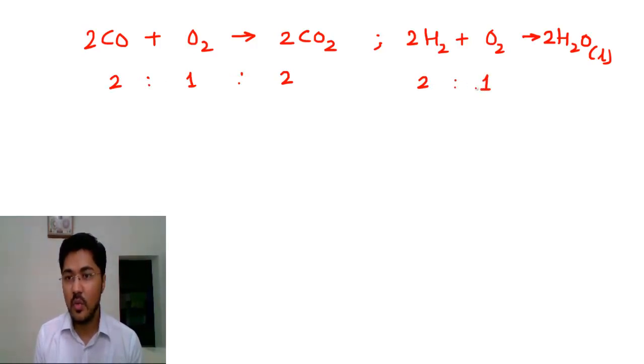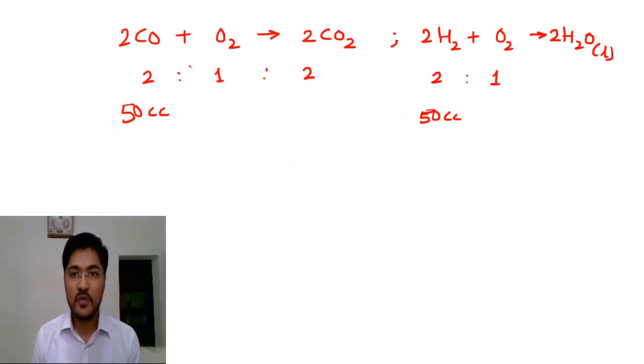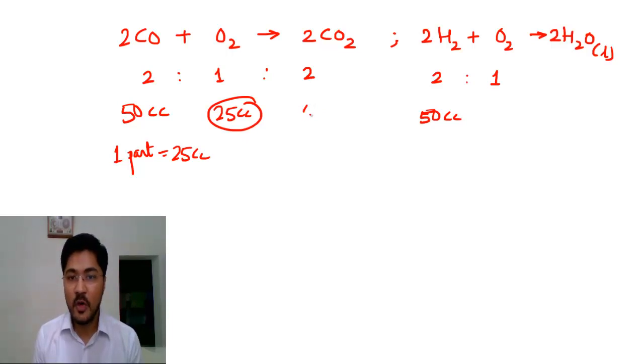and 2:1. Now the given data is 100 cc each of water gas and oxygen, and CO and H2 are in equal proportion. That is, CO is 50 cc and H2 is 50 cc in the water gas, and we are given 100 cc of oxygen. So let's consider that later on. So one part would be, if 2 parts of carbon monoxide is 50, then one part would be 25 cc, and hence 25 cc oxygen will be required to form 50 cc of carbon dioxide.